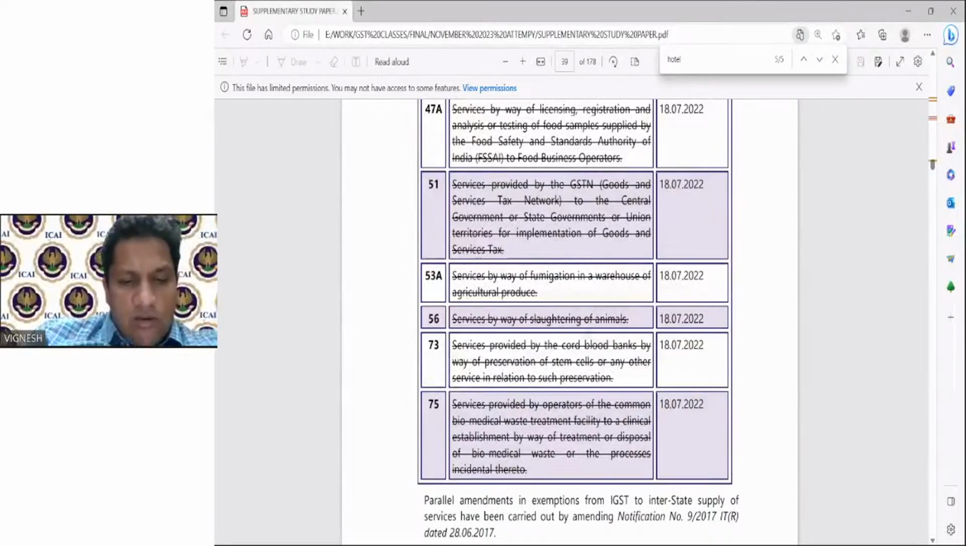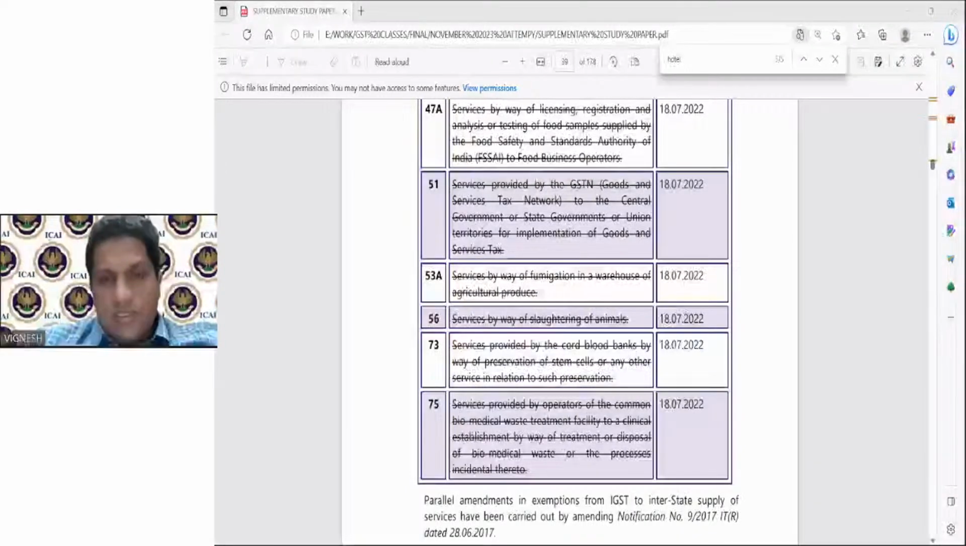Then slaughtering of animals. This also has been removed. We have seen that. So multiple exemptions have been removed. So definitely you can expect some question based on this one because you'll think it is exempt, but it has actually been removed. Cord blood banks also, surprisingly, have been removed. Though it is a healthcare service, the cord blood bank services also have been removed. That is entry number 73. A lot of things have been removed, so all these are chargeable to tax. Most of the things have been cut in the PPT also, so that there is no problem.